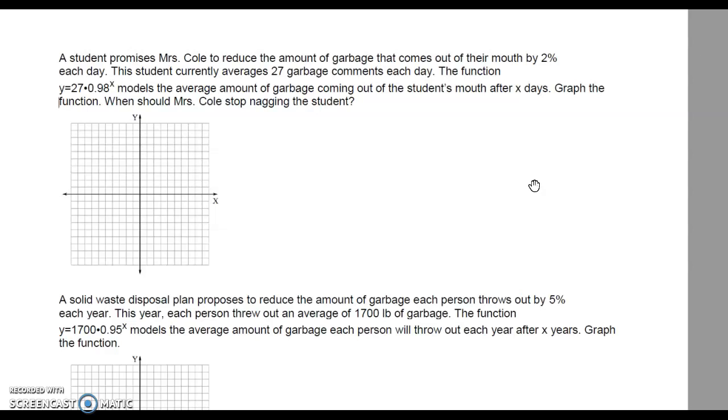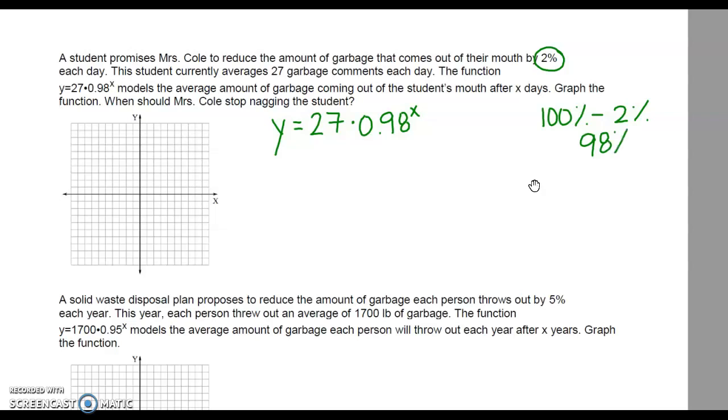I like this. So we've got y equals, starts with 27, which should make sense because that's what they're starting with, times 0.98 to the power of x. Why that is, they're reducing by 2% each time, right? So the full amount would be 100%. So if they're taking off 2%, that means they're still keeping 98% of their trash talk comments, right? And 98% as a decimal would be 0.98. So that's where that number came from.